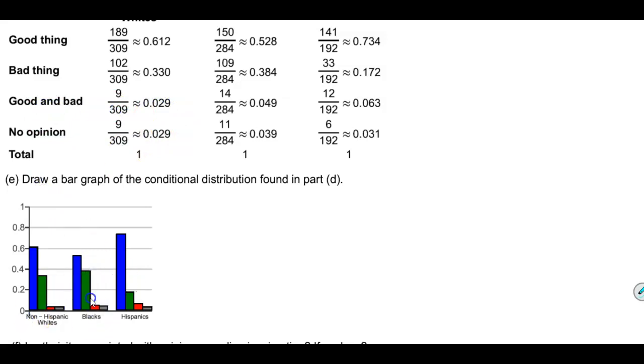Then if you take a look at the next ethnicity group, which is blacks, you would see that you have these amounts that match the height of all four of these bars. And likewise, for the last ethnicity group that was surveyed, Hispanics, you can see you have 0.734 all the way down to 0.031.